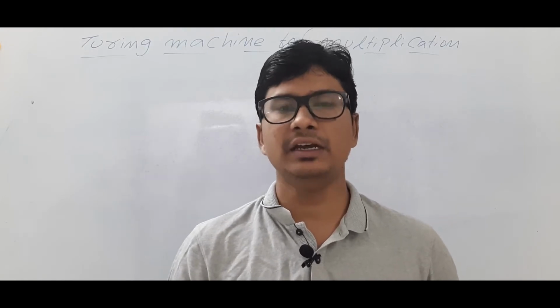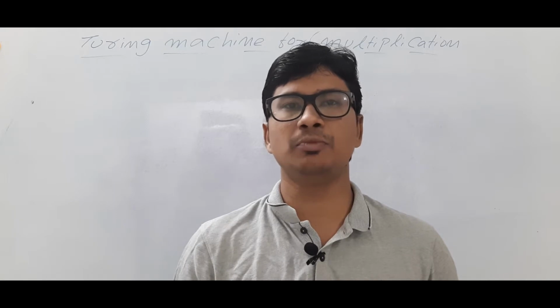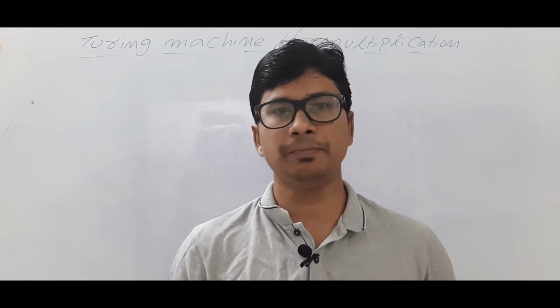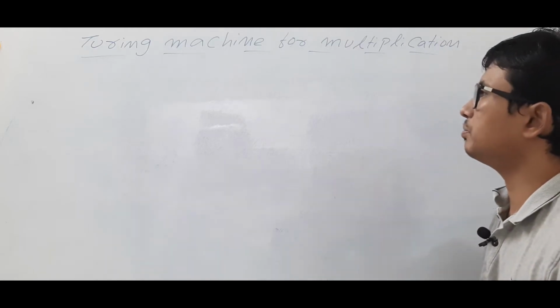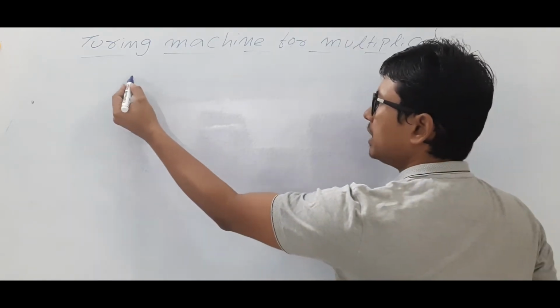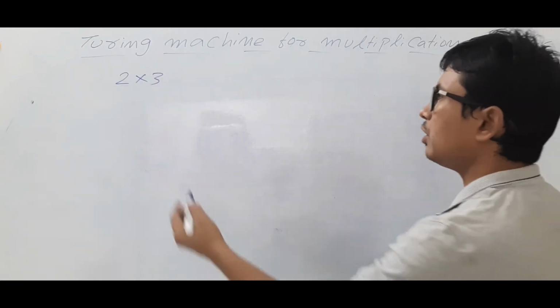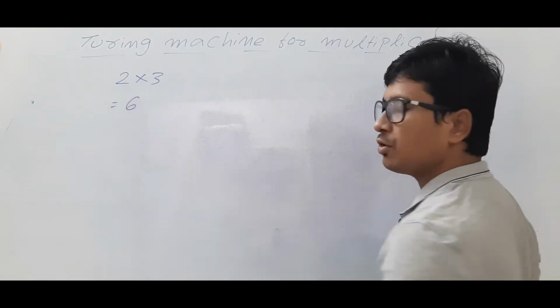In this video, we will discuss how to construct a Turing machine for performing multiplication. Let's see the example. If I want to perform multiplication, say 2 into 3, then I should get 6 as an output normally.